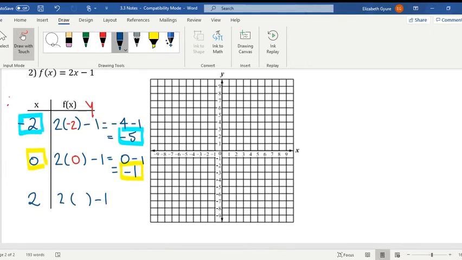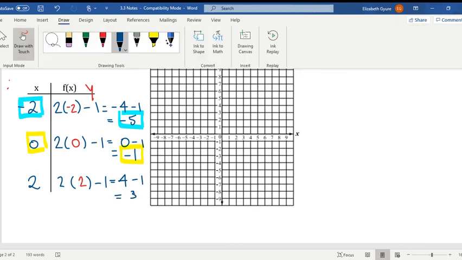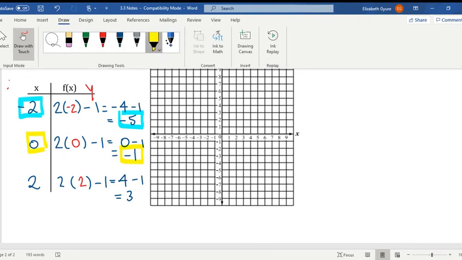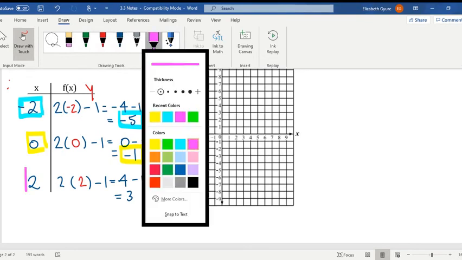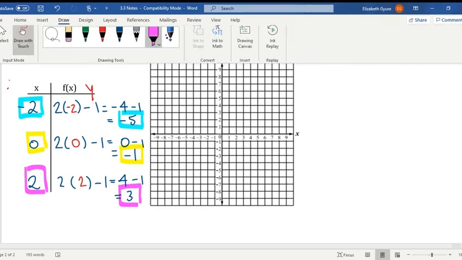And then for your last one, we're going to plug in 2. So 2, and then in your parentheses, another 2 minus 1. And then simplify. 2 times 2 is 4, minus 1. 4 minus 1 is 3. So that'll be your last point there. So our last point was 2, 3. Now what we're going to do is plot each one of those.